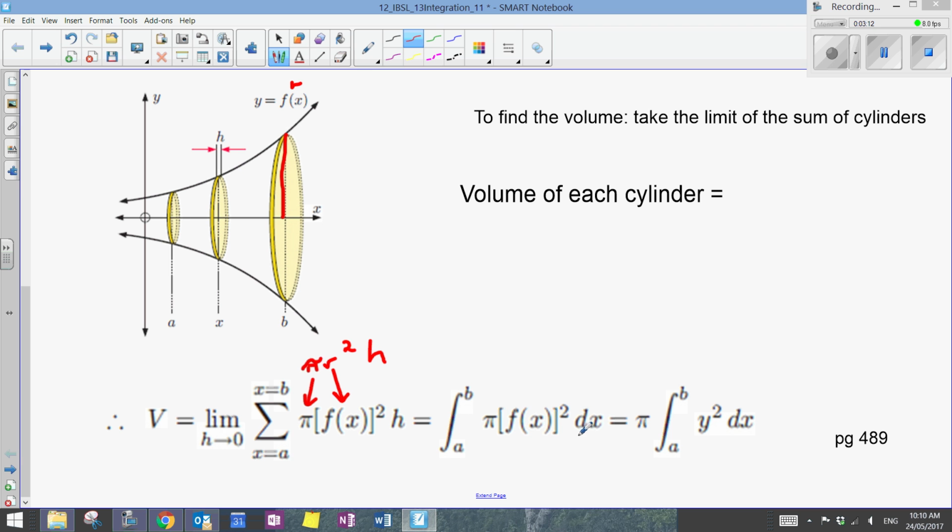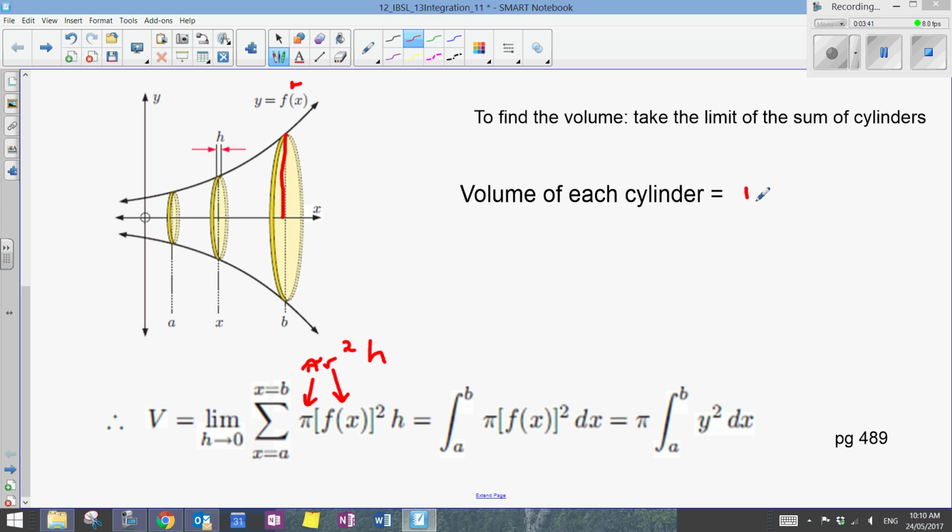So your h is represented as dx. That technically will go to 0, and you have your f of x squared multiplied by pi. And we are going to integrate, because by the definition of an integral, we are taking the sum of infinitely smaller cylinders. So what you're looking at is the integral from a to b, where we start and where we end, of pi times your function squared with respect to x.